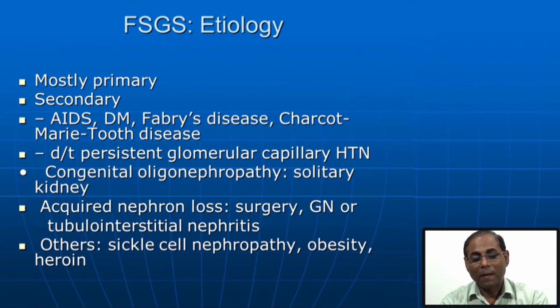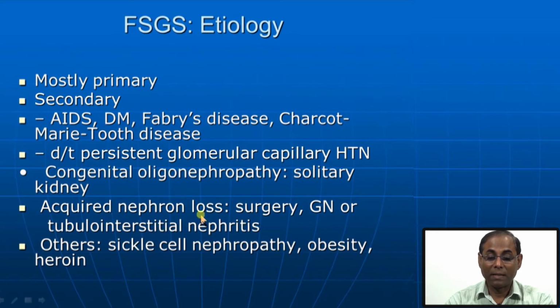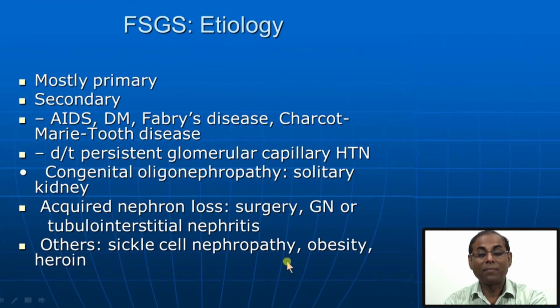And that's why in a very obese individual, where the glomerular perfusion is increased because of the increase in body weight and surface area, the individual may also tend to develop FSGS, and so that is also one of the causes, and that's why acquired nephron loss can give rise to this disease. And there are other diseases like sickle cell nephropathy, and heroin addicts also can have FSGS.